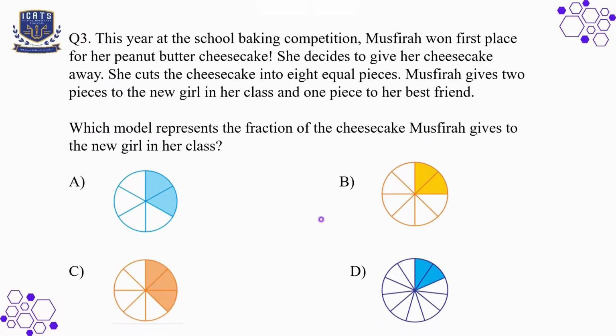So first of all, we will consider the model with 8 equal parts which are given in option B and C. Now, as Musfira has given 2 pieces to the new girl in the class, so we will consider option B here because in this model 2 parts are highlighted out of 8. So we will select option B here.